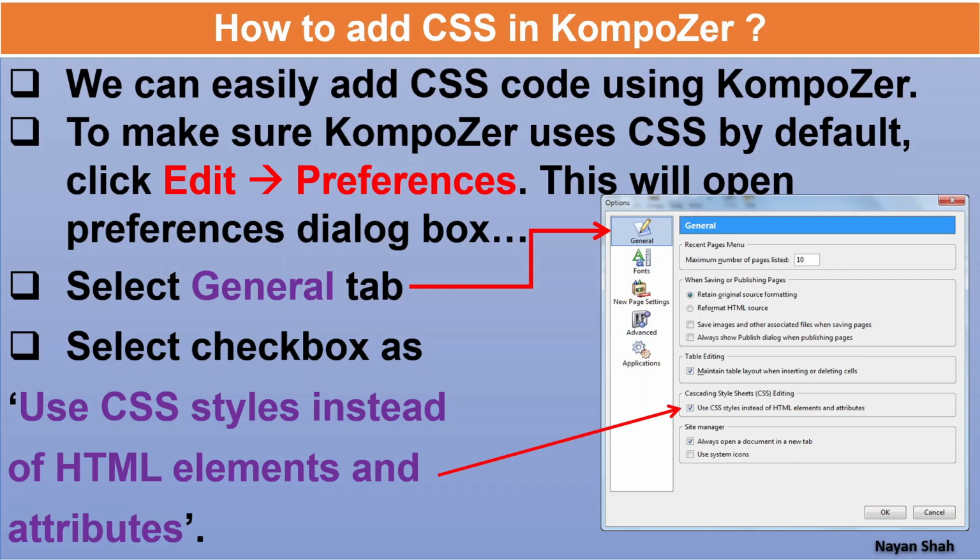In the Options dialog box, click on the General tab, which is shown with the red arrow. In that General tab, on the right hand side, you will see a checkbox, which is also shown with the red arrow, which says use CSS styles instead of HTML elements and attributes. So just make sure that there is a tick mark on this option, which tells Composer to use CSS rather than HTML elements and attributes.